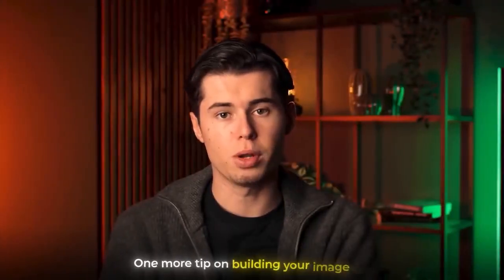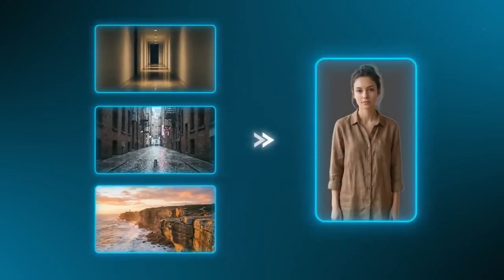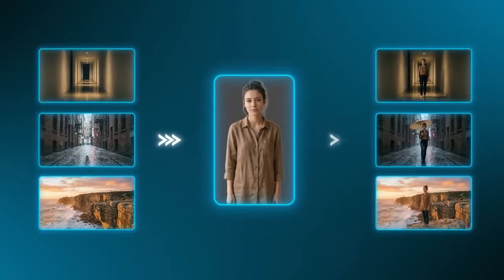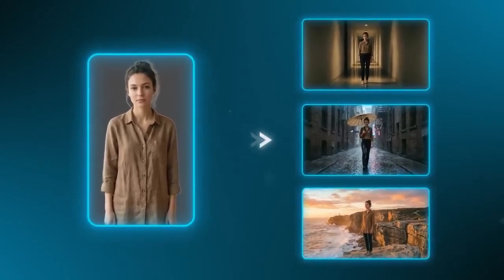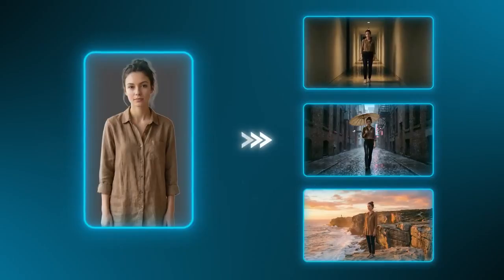One more tip on building your image set is to generate shots of your environment separately from your characters. Create a base set of location images like the room, the street, the landscape without anyone in them. Then use those as references when you add characters into the scene. This way, your background stays completely consistent even as you generate new shots from different angles, and you have full control over placing characters exactly where you want them.